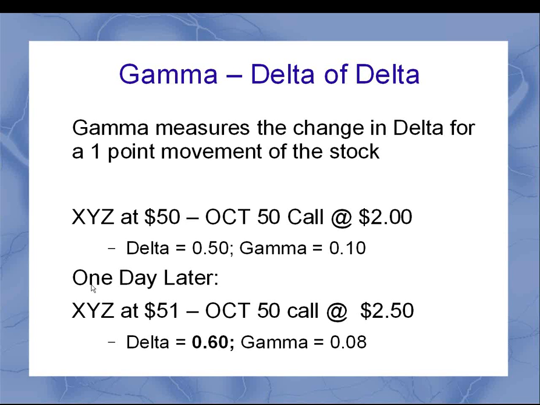Okay, now let's talk about gamma. I want to talk about gamma next since we just reviewed delta. Gamma is the delta of the delta. All right, so it measures the change we'd see in delta for a 1-point movement of the stock.